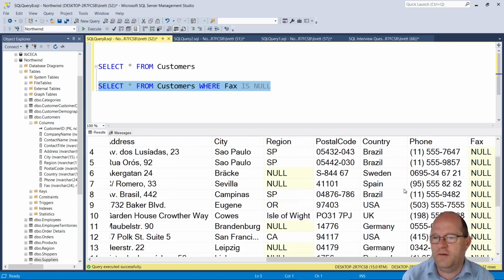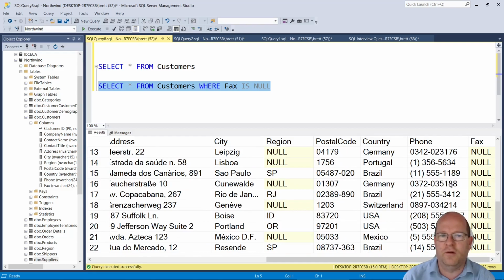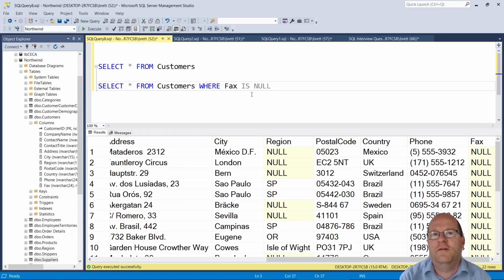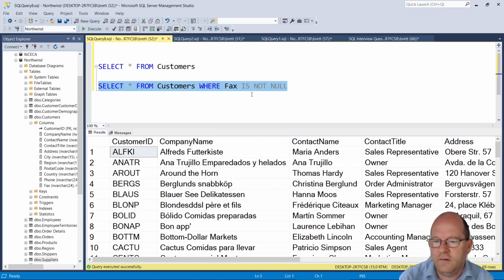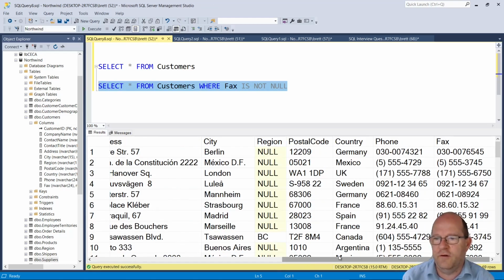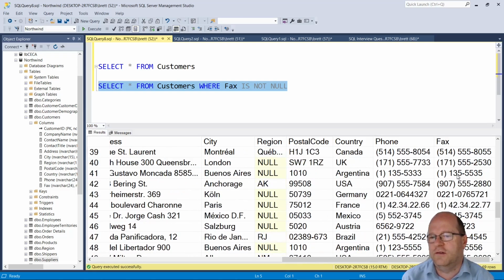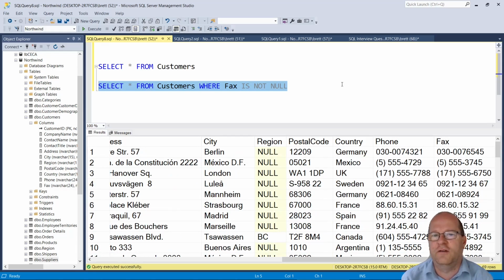So now we've got 22 rows, so this is all of the rows that have a null value for the facts. So if they're asking you to find the values that are not null, you can't use this as you might do in JavaScript or something else. You have to use IS NOT NULL. So now we have 69 rows and all the null values are gone. So this is the other query that they might ask you.